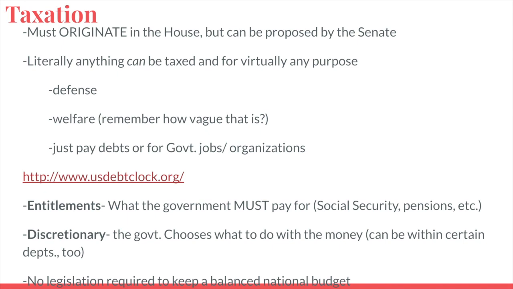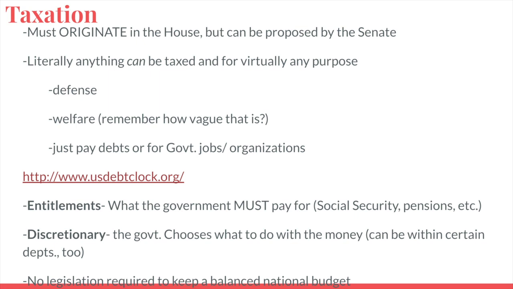A big thing for Congress is taxes. Taxes come out of Congress specifically, and you need to know this, I've said this so many times this year, tax bills need to originate within the House of Representatives. The Senate can propose them, but they have to start off in the House of Representatives.